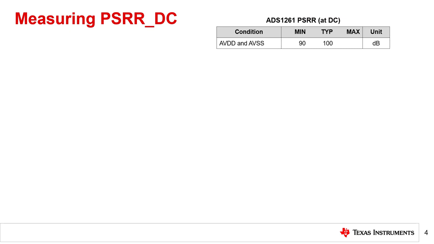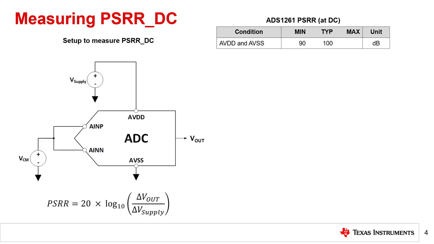PSRR DC describes how much the ADC output changes due to a DC shift in the power supply. The measurement setup for PSRR DC is shown on the left. To measure PSRR DC, short the ADC inputs together, bias them to a common mode voltage, VCM, that is typically near mid-supply, and measure the offset voltage at the ADC output. Then, the supply voltage is shifted by some small value to see how much the ADC offset voltage changes. Using the PSRR equation on the bottom left yields the specified value provided in the datasheet.